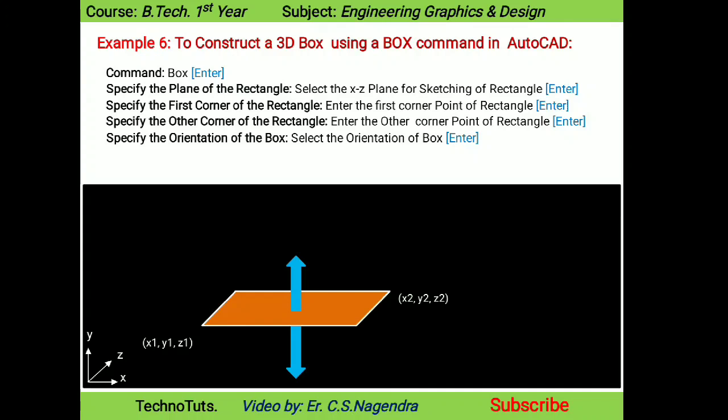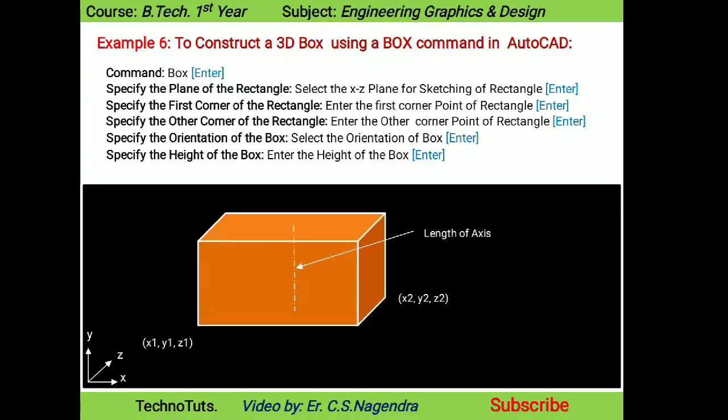Now the computer will ask you to specify the orientation of the box. So select the orientation above side; we are going to construct above. Now the computer will ask you to specify the height of the box. So just type the value of the height that you want to construct the box with, and press the enter key.